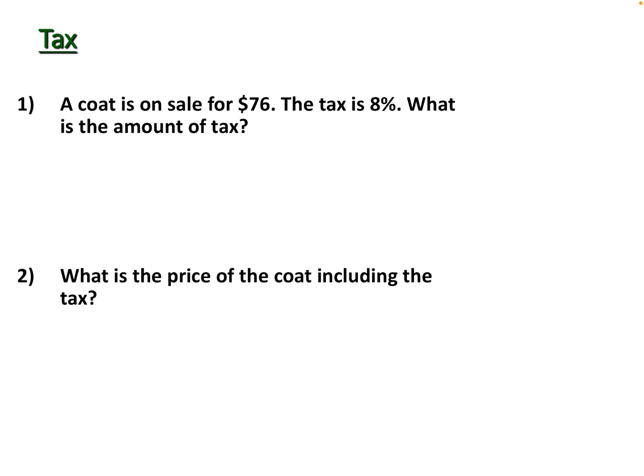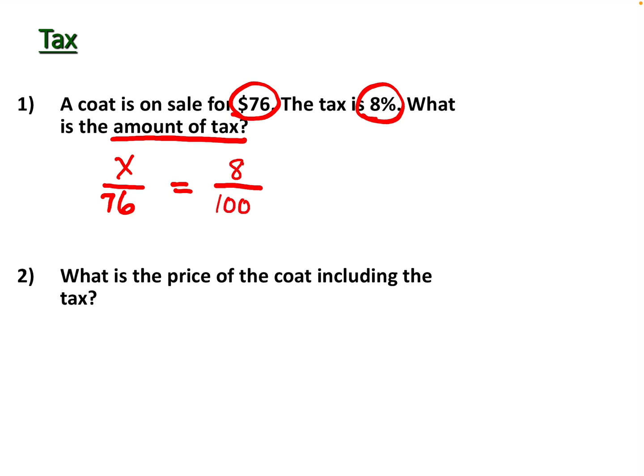A coat is on sale for $76. The tax is 8%. What is the amount of tax? So again, we're going to be setting up two fractions. So we're going to have x over the dollar amount given in the problem. And then we're going to have our percent, and that is always over 100. Okay, so no matter what that percent is, it's going to be over 100. Then from here, we're going to cross multiply.